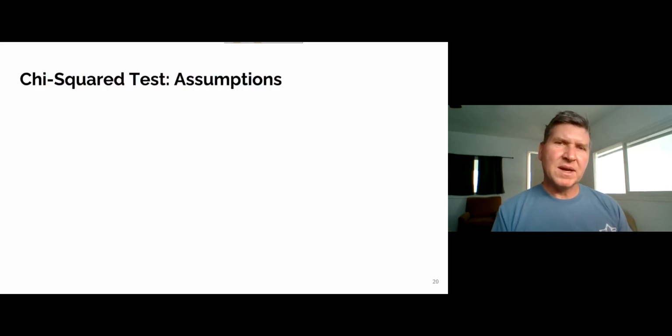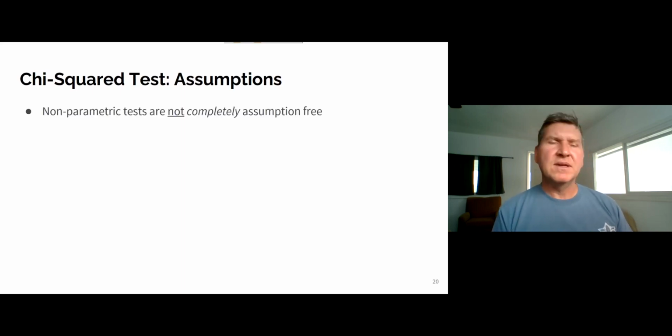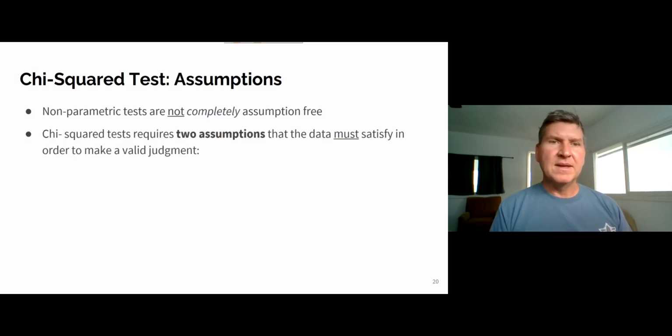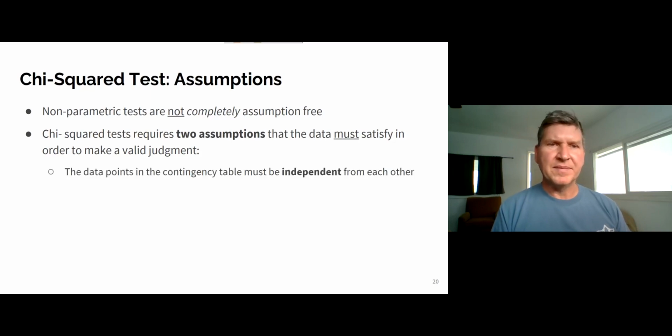We talked about the assumptions when we had parametric tests, but the chi-squared is not a parametric test. It's what we call a non-parametric test. But even so, there's certain assumptions we have to maintain. Non-parametric tests are not completely assumption-free. So we have 2 assumptions we have to satisfy in order to use the chi-squared and have some confidence with our result. First of all, the data points in the contingency table must be independent of each other.